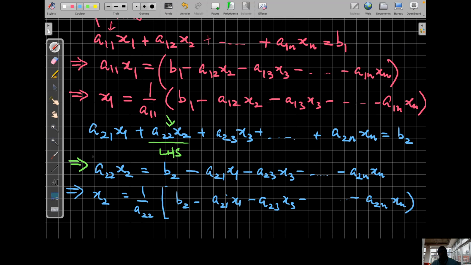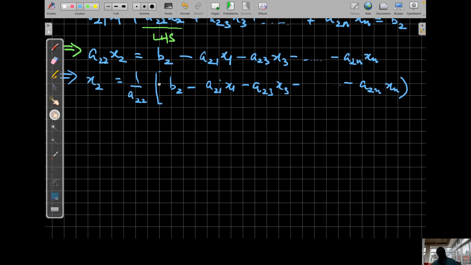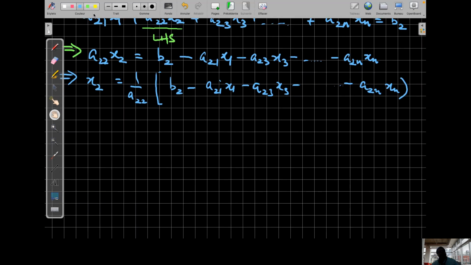Fine. So what will happen for xi? Let us see what will happen for xi. I'm trying to write in a different color. So how does the ith equation look? The ith equation is Ai1 x1 plus Ai2 x2.